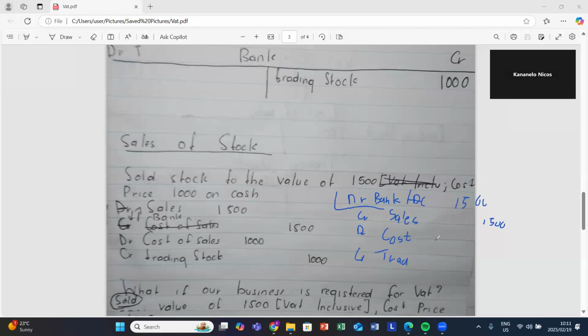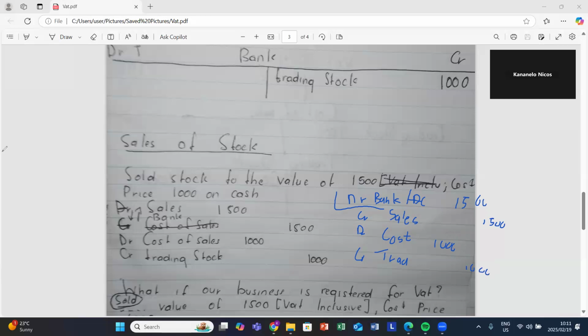And then we'll debit our what? Our cost of sales, by how much? By 1,000 rand. Then remember, trading stock will also decrease. It will decrease by what? By the value of your cost price. And then those are the accounts that will be affected.